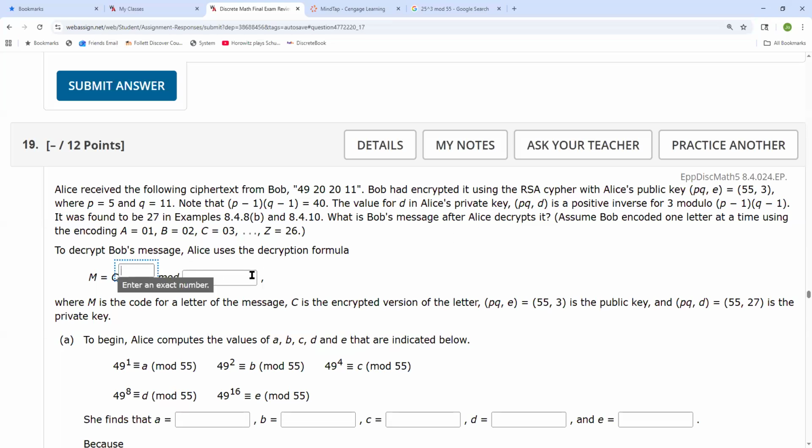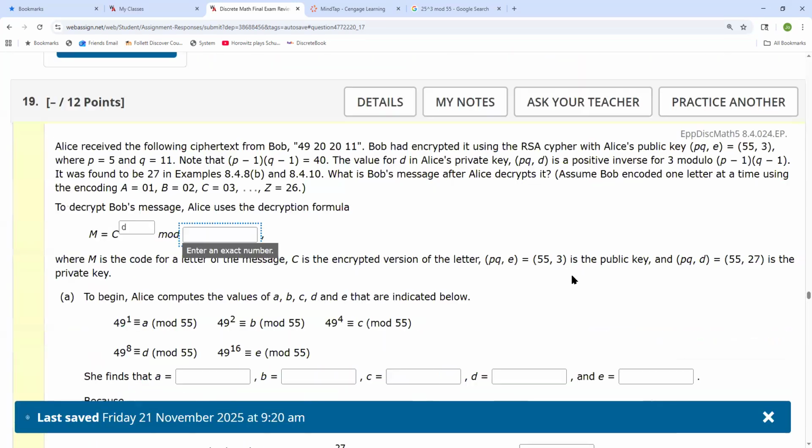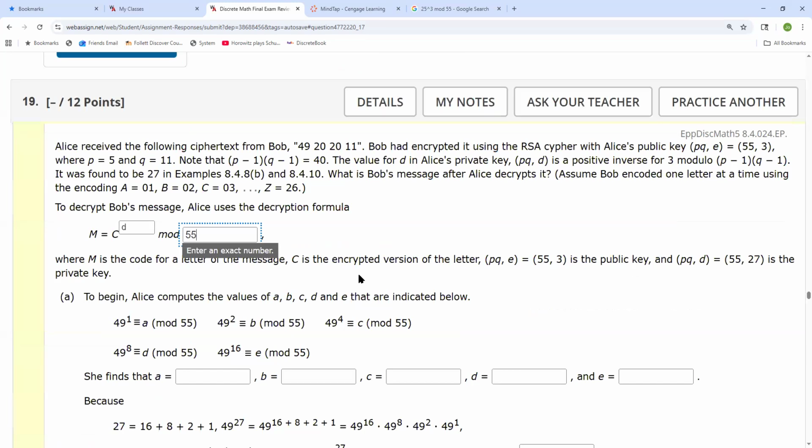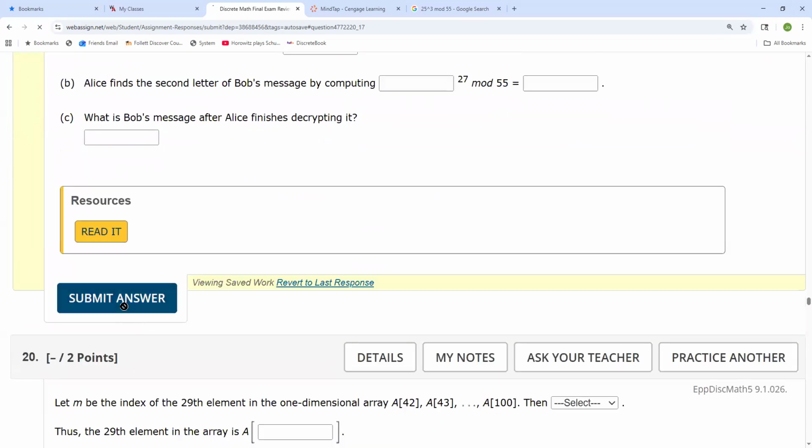To decrypt Bob's message, she finds the original message by taking the cipher message to the decryption key, which I call D, mod PQ, right? What is PQ? 55. And what's the decryption key? 27, it says. So the message would be C to the power of 27 mod 55. It's a big power.